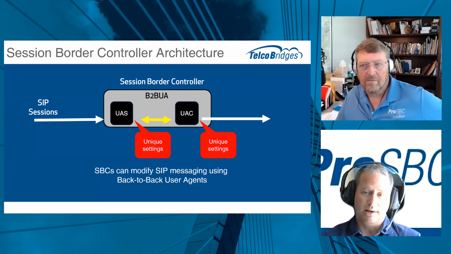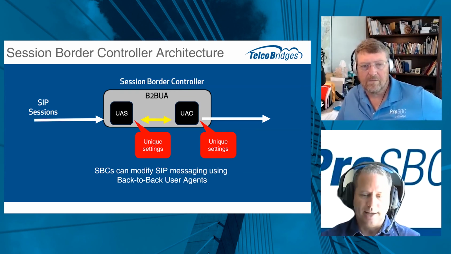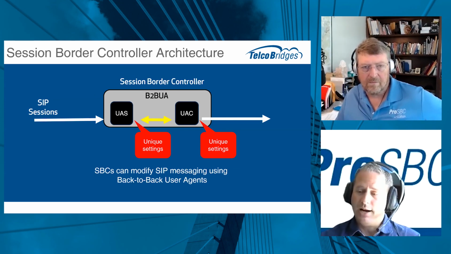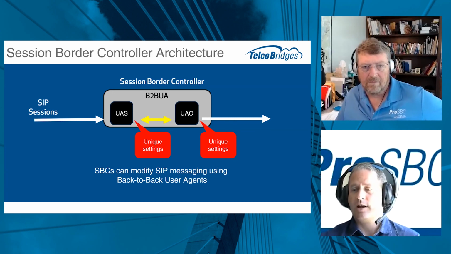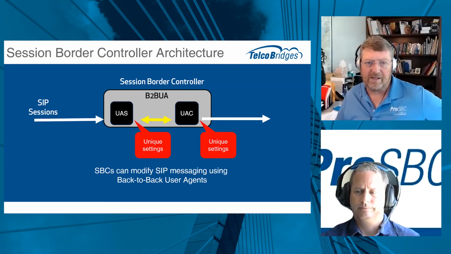So if you use a ProSBC, there's a way to replace the ringback tones that are being played in the media stream. You can adapt SIP-I or SIP-T, if you're using that. So there's a lot of things you can adapt there in the SBC. And I think the key piece is that the session border controller, because it has the back-to-back user agent in it, the user agent server on the left and the user agent client on the right, have these unique settings, right? So you can change the settings between them.